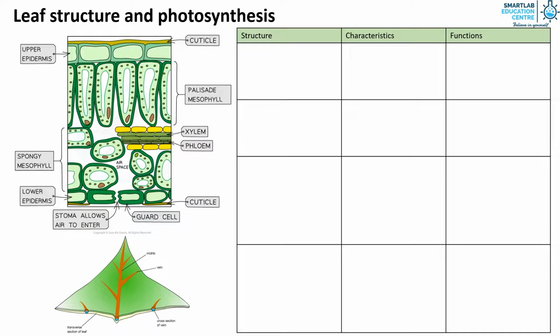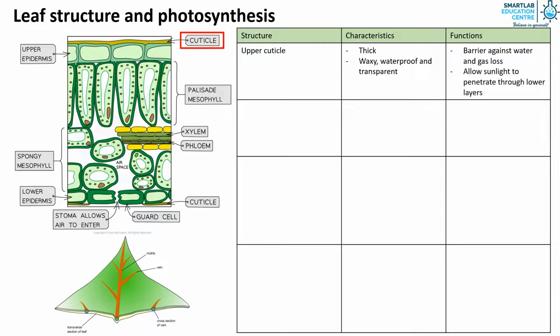The first structure we will look at is the upper cuticle. It is thick, waxy, waterproof and transparent. It serves as a barrier against water and gas loss, and allows sunlight to penetrate through to the lower layers.